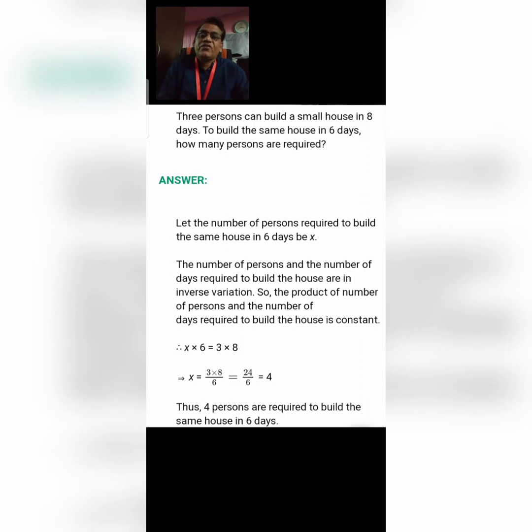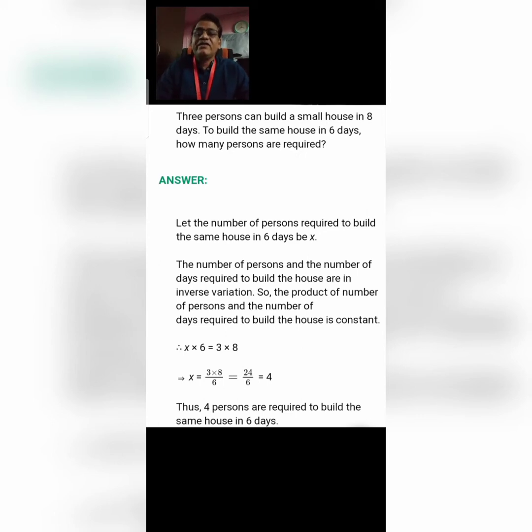Now come to question number 4. The question is: 3 persons can build a small house in 8 days. To build the same house in 6 days, how many persons are required? See here, 3 persons can build a house in 8 days. If you want to build the house in 6 days, it means you have to increase the persons. Then and only then can you build the house in 6 days.